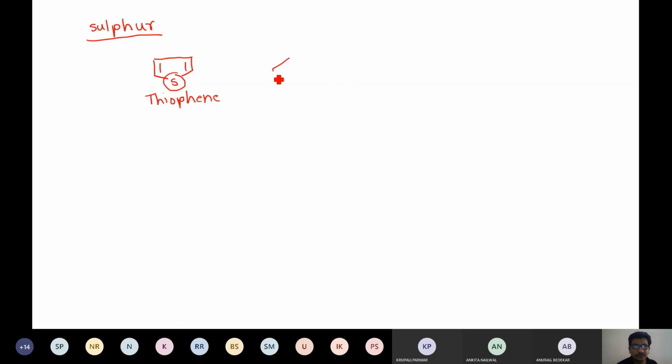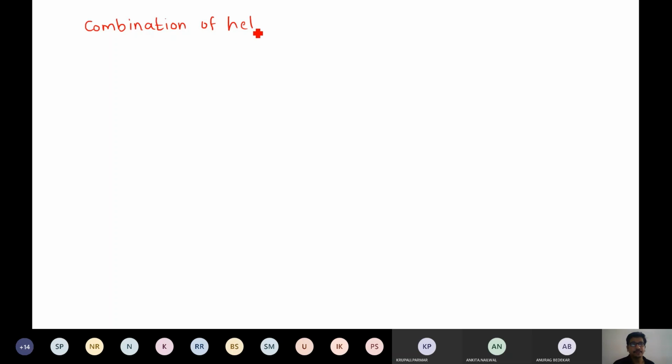And the other compound is, of course, thiophene attached to benzene. So this is benzothiophene. Is that fine? Is that okay? Yes, sir. Let's go to the next broad category of heterocycles, which have a combination of heteroatoms.